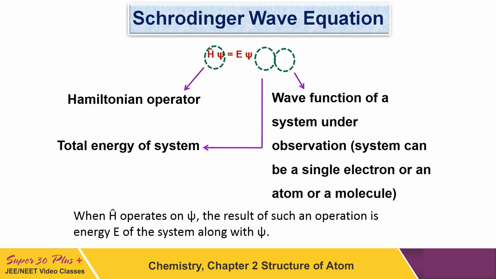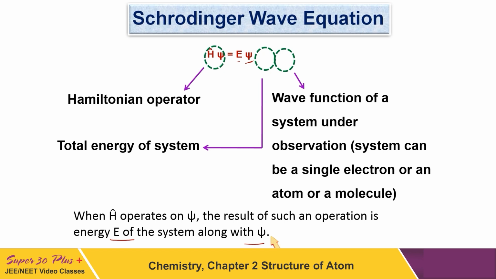Now the next thing which comes in front of you is the Schrödinger's wave equation. Definitely it was given by Erwin Schrödinger, and this is the quantum mechanics equation which is in front of you. In this equation, H is the Hamiltonian operator which is used to solve this equation. Psi is the wave function of the electron, and E is the total energy of the system. When H operates on psi, the result of such operation is the energy of the system along with the psi.